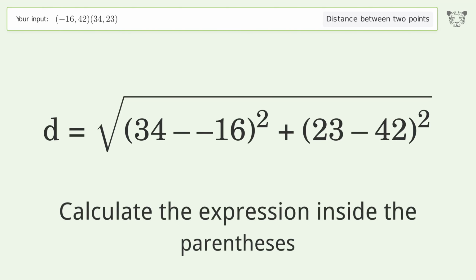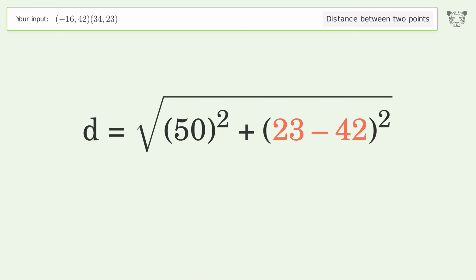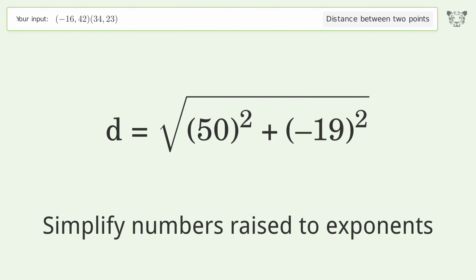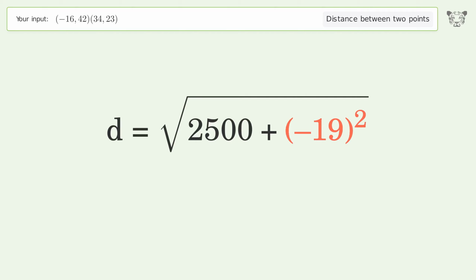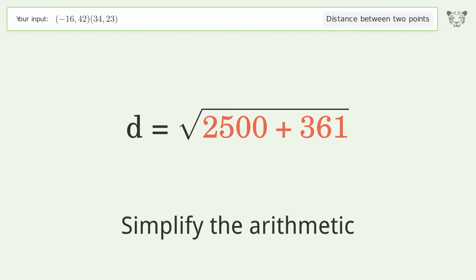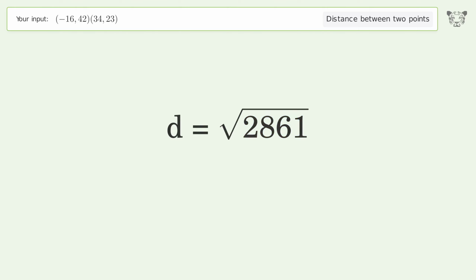Calculate the expression inside the parentheses. Simplify numbers raised to exponents. Simplify the arithmetic. And so the distance between the 2 points is the square root of 2,861, or 53.488.